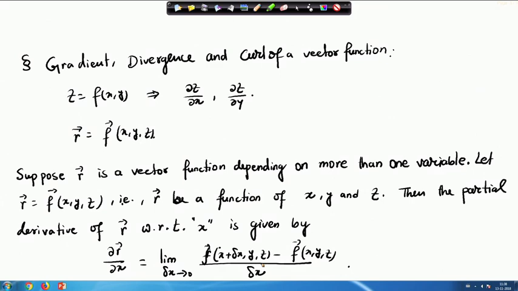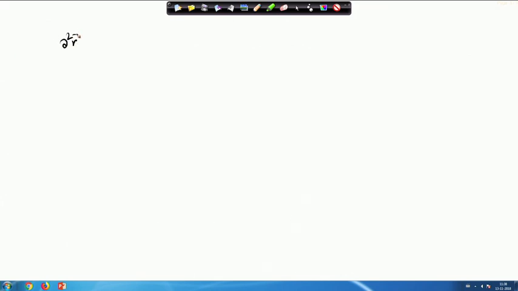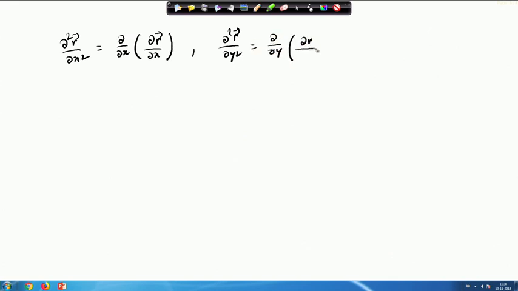If we want to define successive partial derivatives, del square r by del x square is del x of del r del x, and del square r by del y square is del y of del r del y, where r is a vector. If we are defining the mixed derivative, del x del y, this will be del x of the partial derivative del r del y. This is how we define the mixed derivatives.